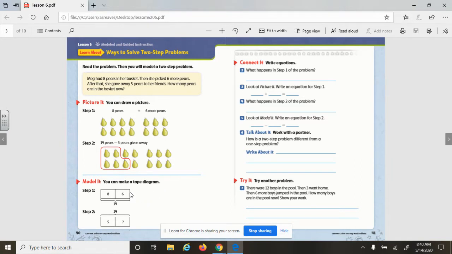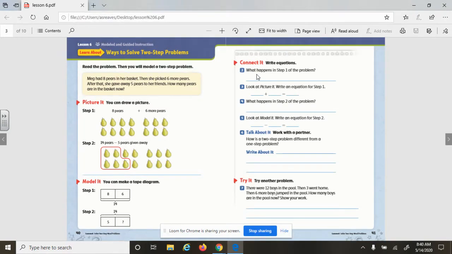Down here, they're saying that you can use your picture to make a tape diagram. The tape diagram really is like a part-whole chart. You've got 8 and 6 as your parts. They're coming together to make your sum, or your whole, which is 14. It's just down below this time, but your two add-ins, 8 and 6, are making your sum 14 for step 1. In step 2, we know we have the whole number 14. We're going to take away the 5 and see what we have left. So let's talk about that over here on the next page.